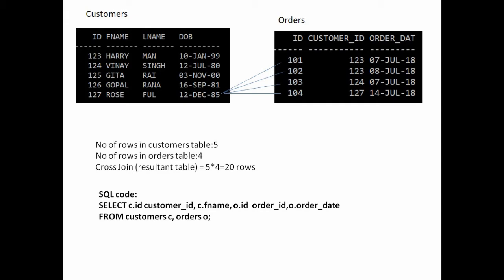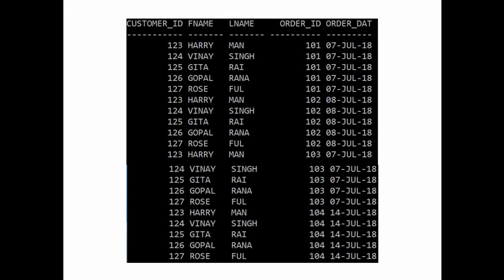Let's say if we want to perform the cross join between the customers, orders and items, then at that time we have to list out all the tables in the from clause. The output of this query is 20 rows along with all the projected columns in this select statement.